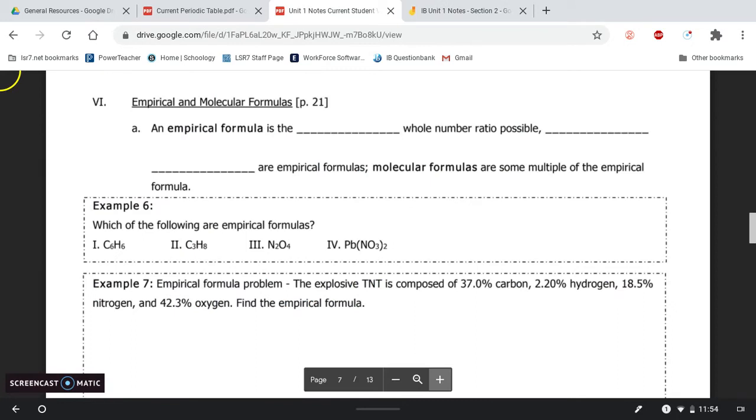So empirical, we want to think of those as simplified. And then the new one, the molecular, we want to think of those as not simplified. Okay, so we got simplified and not simplified. You might want to write those in the margins.